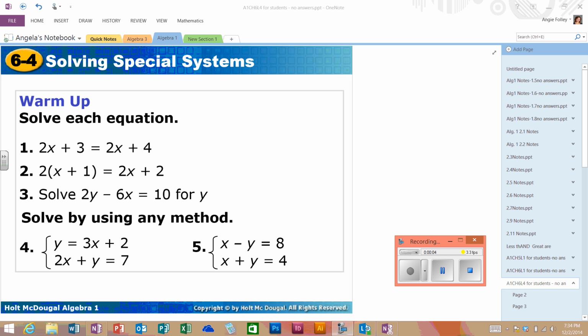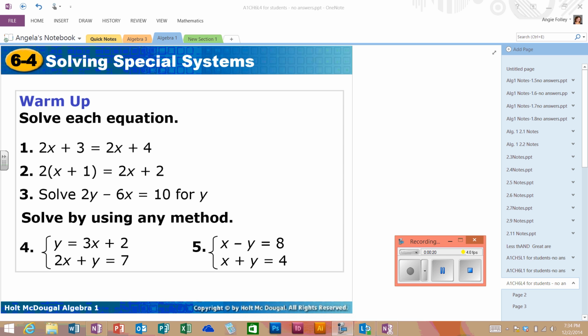All right, Algebra 1, Lesson 6.4. We've looked at the 3 ways we can solve systems of equations. We looked at graphing, substitution, elimination. Now we're going to look at special systems, things that might come up when you're solving them in one of the ways that you choose.